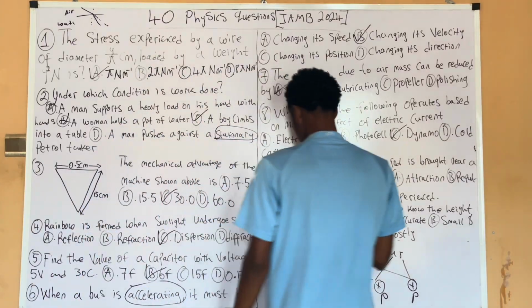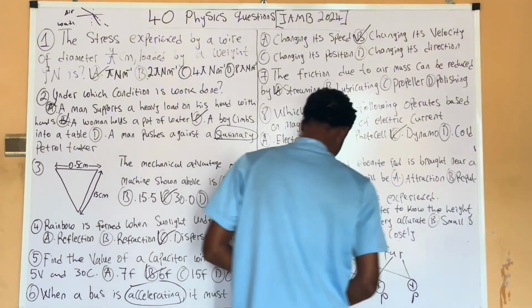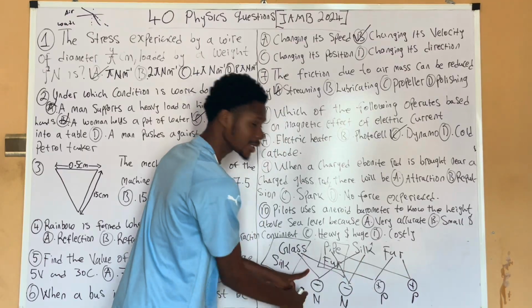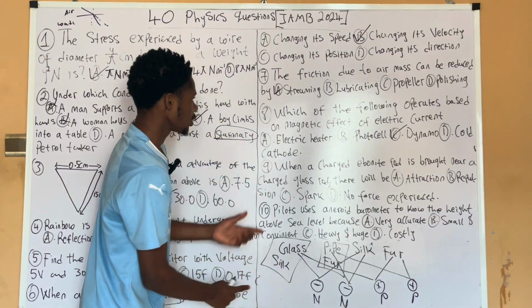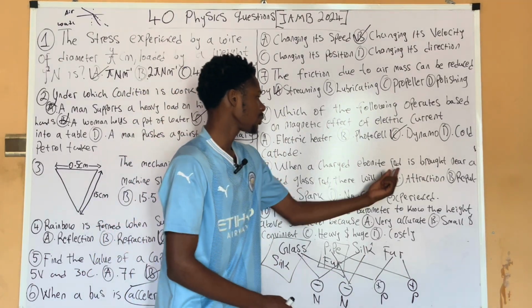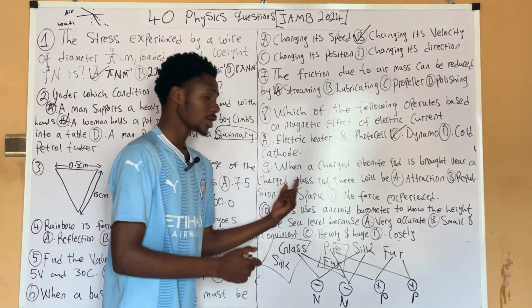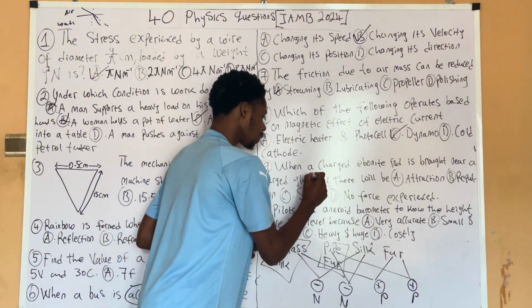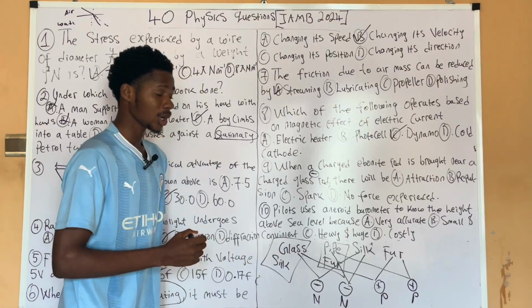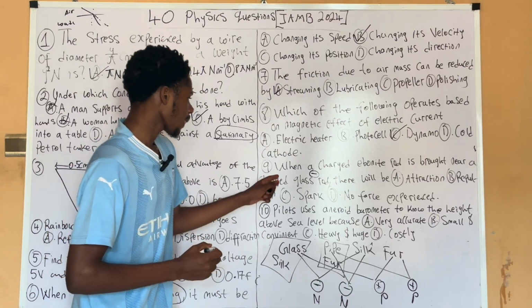So in this case, when glass is rubbed with silk, we already explained that we get a negatively charged glass. So come back to the question. When a charged ebonite rod is brought near a charged glass, we can now see that the glass rod is negative. The charged glass is negative. And then an ebonite rod.